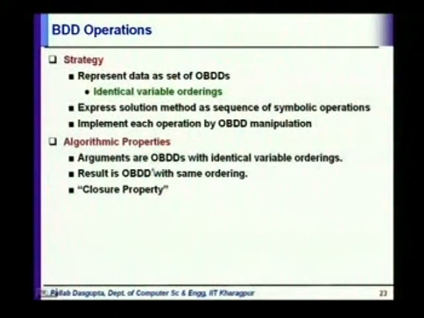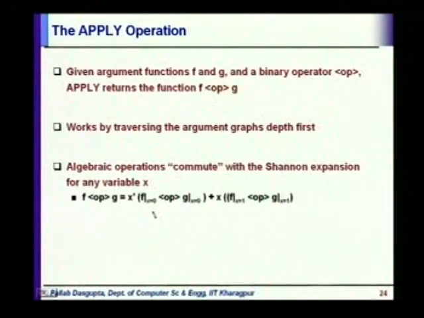What are the algorithmic properties? The arguments are OBDDs with identical variable orderings. This is an important thing. So if you have f and g as two functions, the variable ordering in f and the variable ordering in g will have to be the same for us to apply these operations, and the result is an OBDD with the same ordering. We are going to come back to the closure property later.